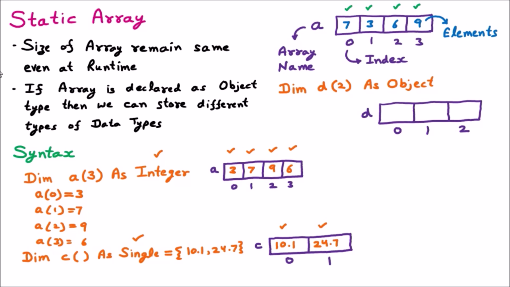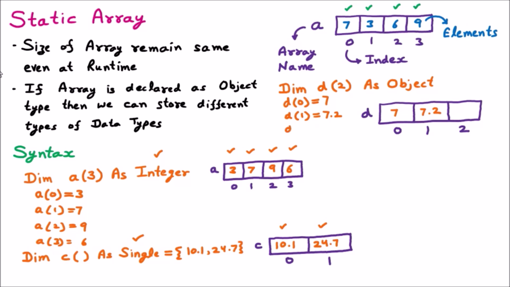So if you write here D0, that means at 0th location we are mentioning that it is equal to 7. So this is the integer value, so it is stored. Let us suppose that on D1 we want to store, let's say, some float value, that is 7.2. Now it can be stored. Why can it be stored? Because it is the object type.